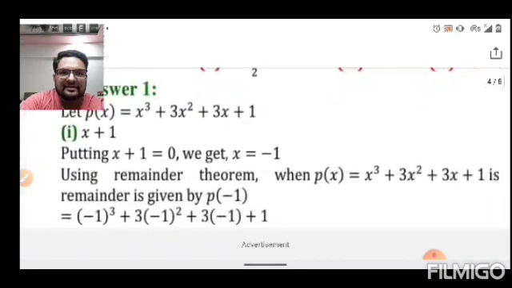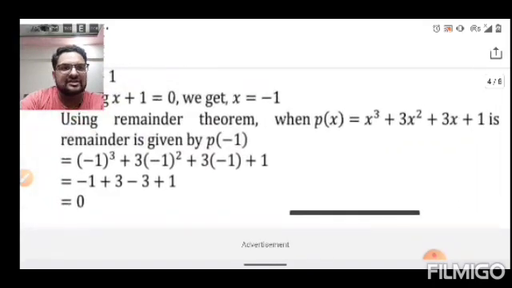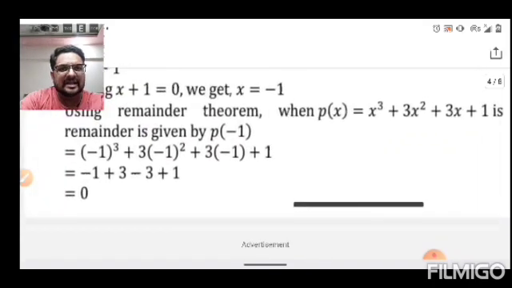So by the remainder theorem, x plus 1 is equal to 0, therefore x equals minus 1. Therefore, we'll put the value of x, that is minus 1, in the above polynomial, x cube plus 3x square plus 3x plus 1. On putting the value of x, that is minus 1, we finally get remainder 0. This is one of the examples.